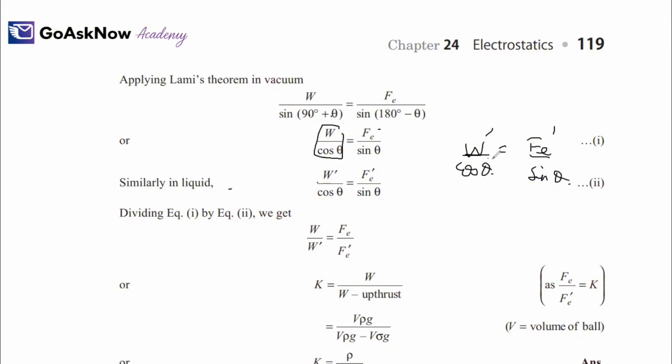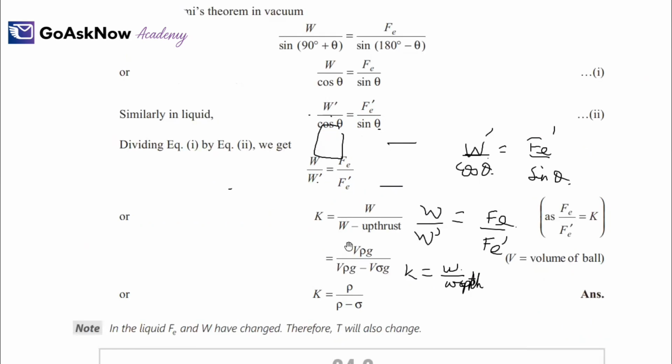Dividing equation 1 by 2, what do you get? If you divide equation 1 by equation 2, this equation divided by this equation, W by W dash will be there, and Fe by Fe dash will be remaining here. And K is what here? K is W by W minus upthrust. So you can substitute the value of W.